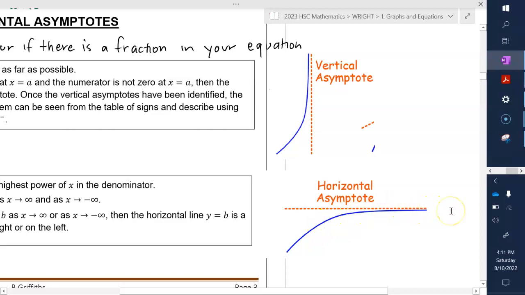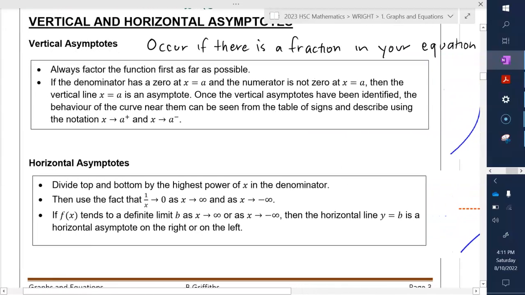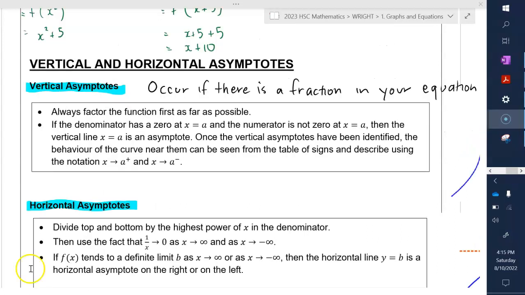So the asymptotes are basically going to tell us what our graph's going to look like, and they're really, really important in figuring that out. So we need to know how to find our vertical and our horizontal asymptotes. So let's have a look at those two things now. We're going to start by looking at vertical asymptotes.